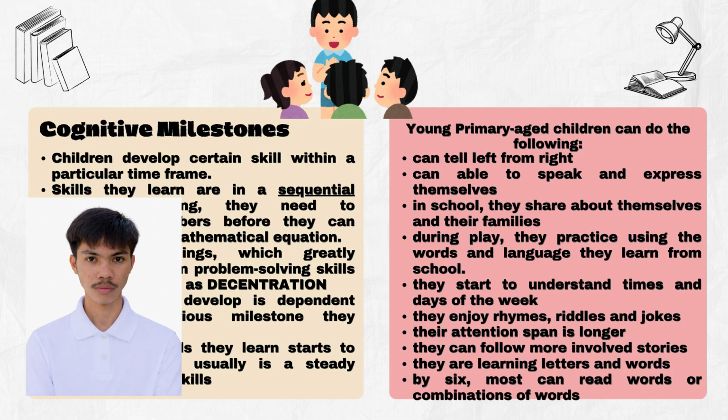They can learn letters and words. By six, most can read words or combinations of words. So at this age, children can understand and learn letters and words. They can also read words and combinations of words, and their attention span is longer.